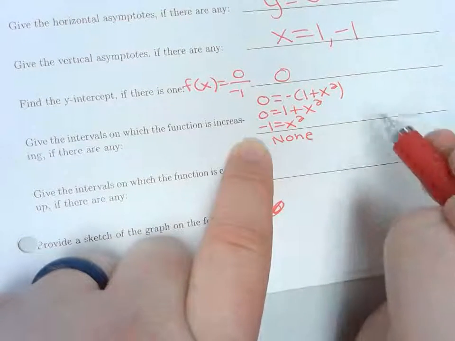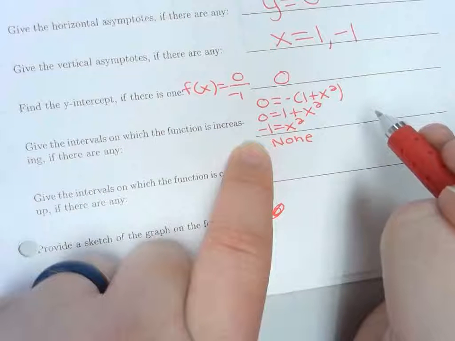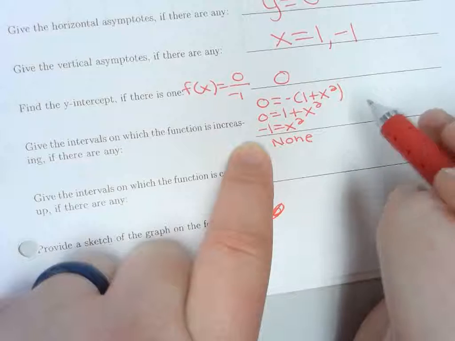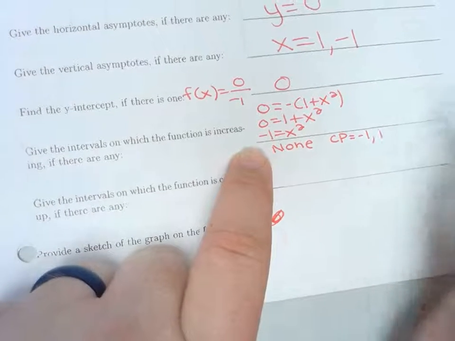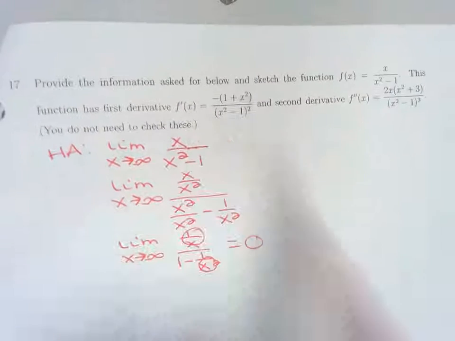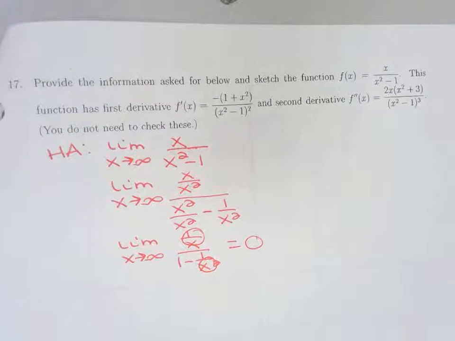However, are there any values where the first derivative is undefined? Right. So my critical points are at negative 1 and 1, because that is where the first derivative is undefined. Don't forget to check where the first derivative is undefined, which is at negative 1 and 1. So I still have critical points at negative 1 and 1.